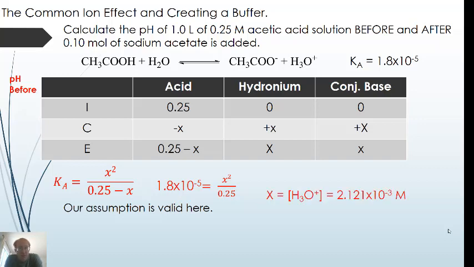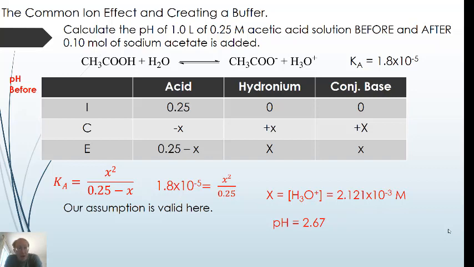My x value, which is my hydronium concentration, works out to be 2.121 times 10 to the minus 3 moles per liter. Take the negative log of that. My pH is 2.67. Right. So that's all we need to do for pH before. And again, this is straight chapter 16, nothing new here.